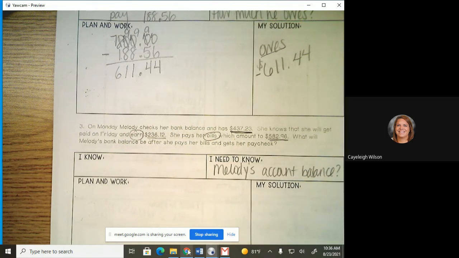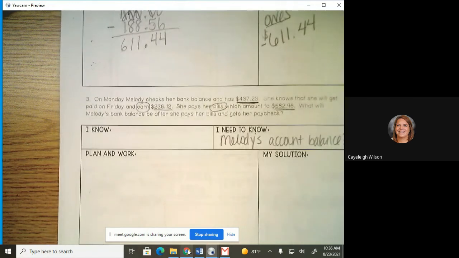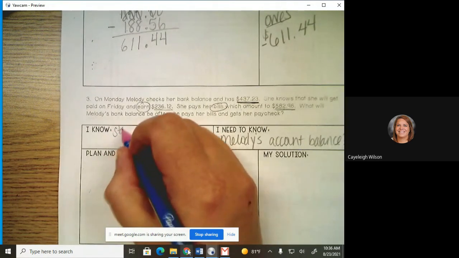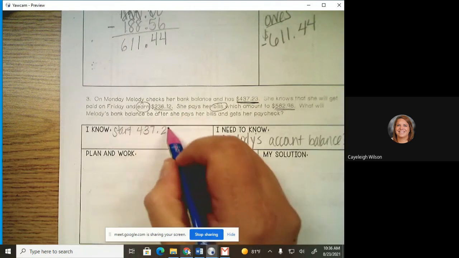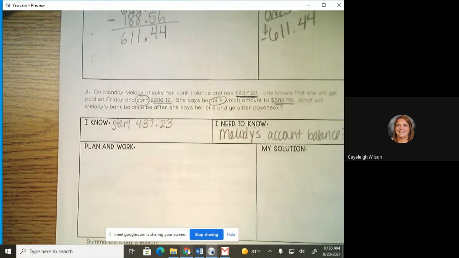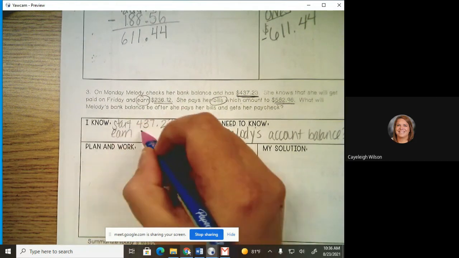And then we know 3 pieces of information about her balance. We know that she's starting with the $437.23. And that's a positive number because that's how much is currently in her account. All right, and then it says that she earns $236.12. So do you all think earning is positive or negative? Positive. Yeah, positive.